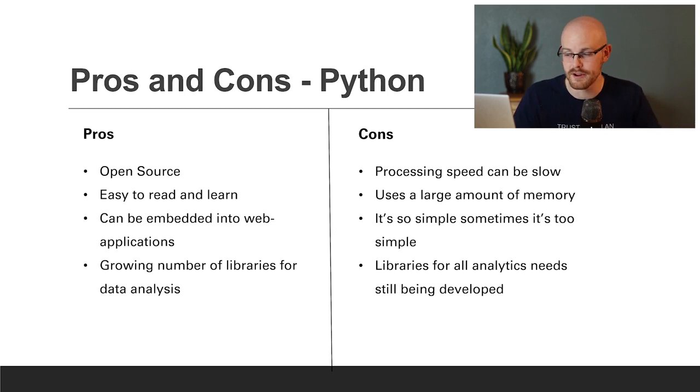And so that's why those packages and libraries are built the way they are. And lastly, the libraries for all analytics needs are still being developed. So yes, it is a pro that those numbers are growing, but it's still a con that they're behind R. R has more being developed and more already developed in terms of all their libraries and packages being built out, whereas Python is still growing.